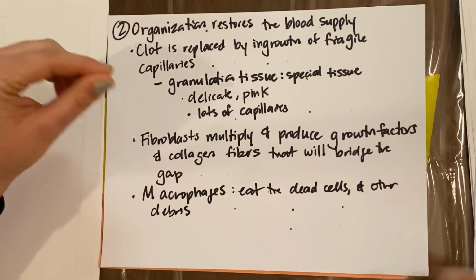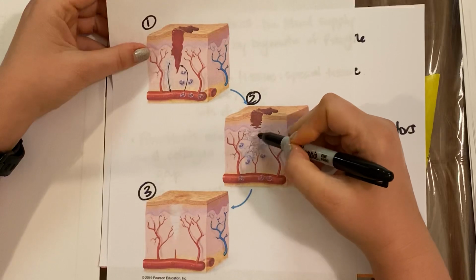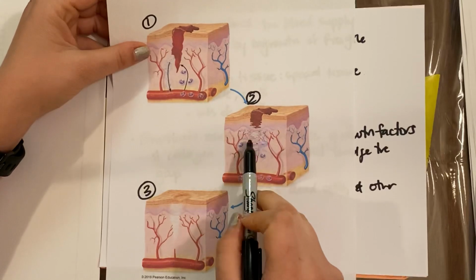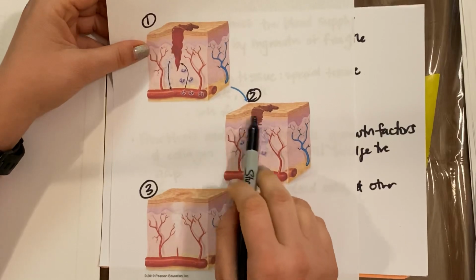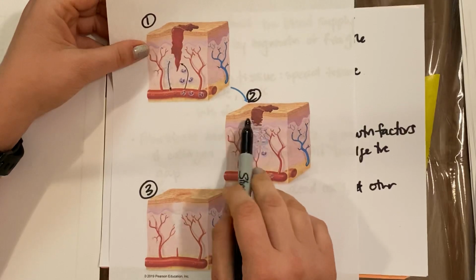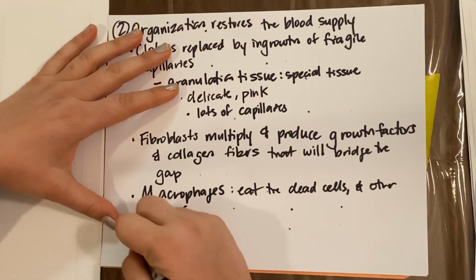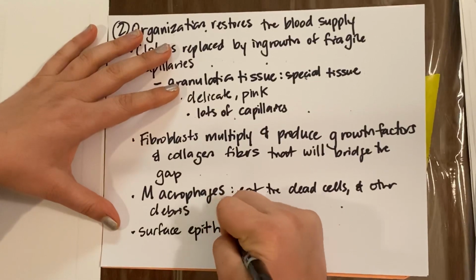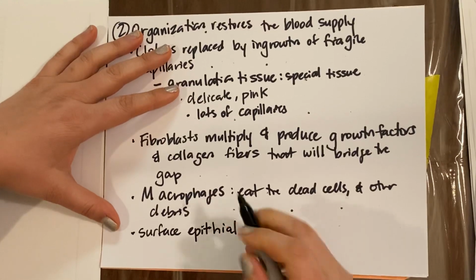Now, this is kind of lower down. So when we're looking at this, this is the area that we're going to have that granulation tissue, lots of blood vessels down here. You can start to get the tissue, the fibers of the collagen growing. And then up higher, you're going to start having the epithelial cells multiply and kind of start to fill in the gap that was left when there was the injury. So this last part is going to be surface epithelium or epithelial cells. I spelled that wrong. Sorry.